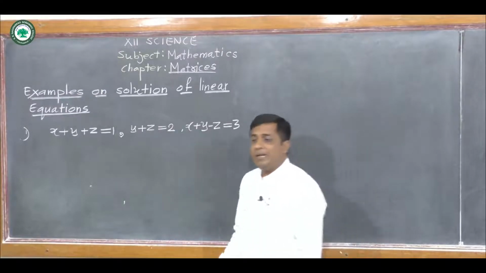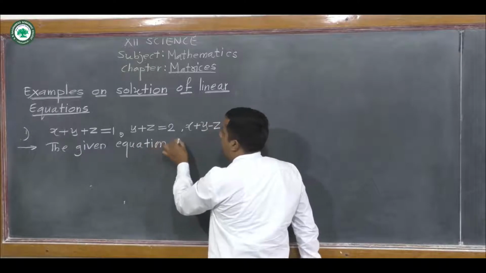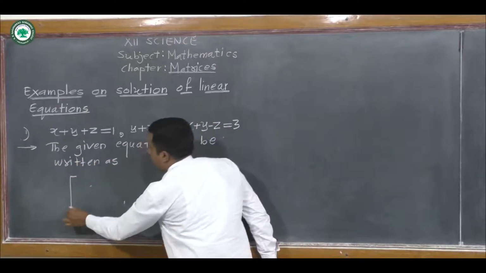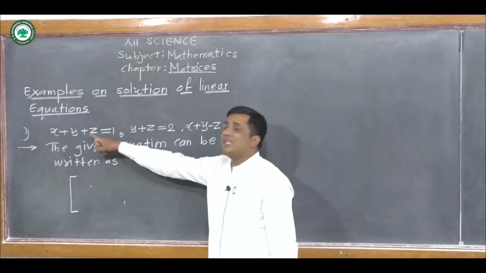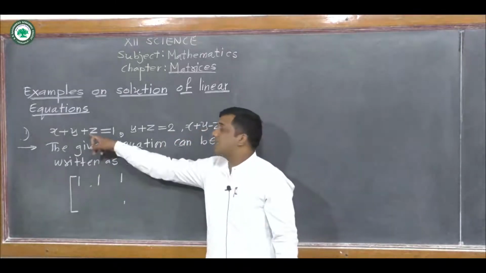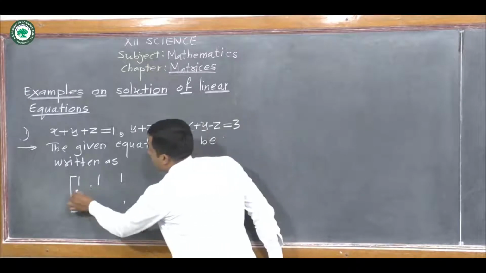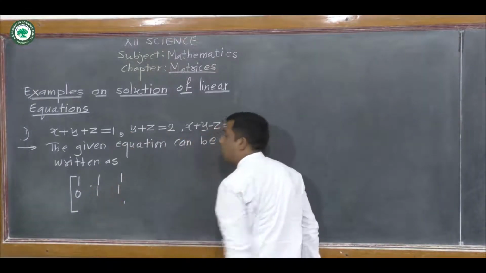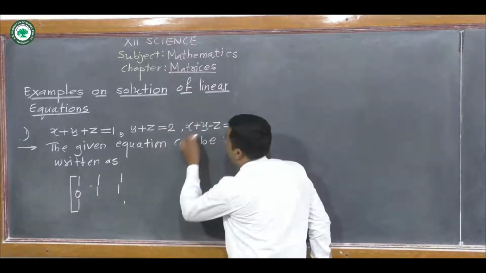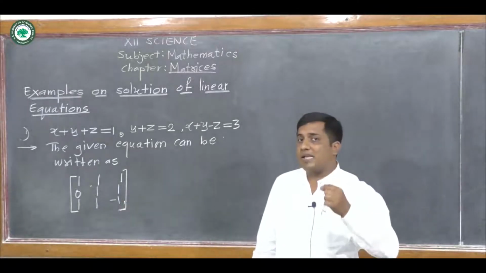Okay, so the given equations can be written in matrix form. In the first matrix we consider the coefficients of the variables. For the first equation, the coefficients of x, y and z are 1, 1 and 1, so this is the first row. Then for the second equation the coefficients of x, y and z are 0, 1 and 1. Then for the third equation the coefficients are 1 for x, 1 for y, and minus 1 for z.